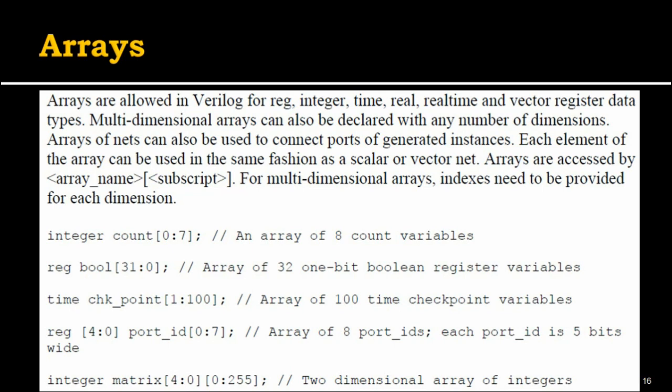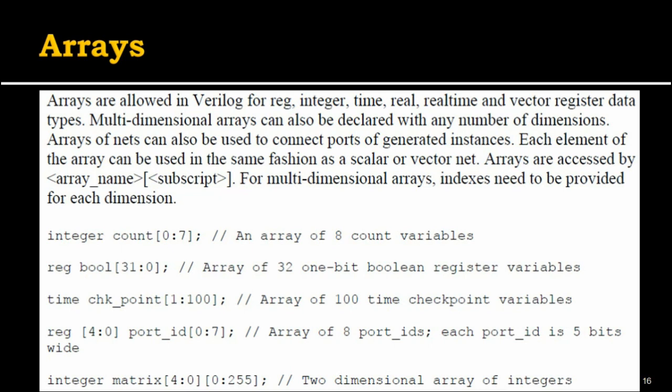Next one is time checkpoint 1 to 100. Here also time is a keyword, and checkpoint is an identifier or variable. So here is an array of 100 time checkpoint variables. The total number of checkpoints is 100.